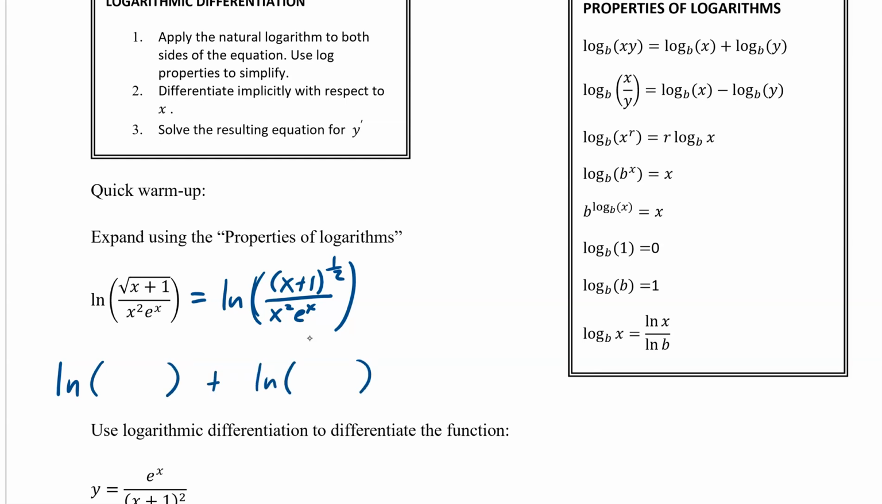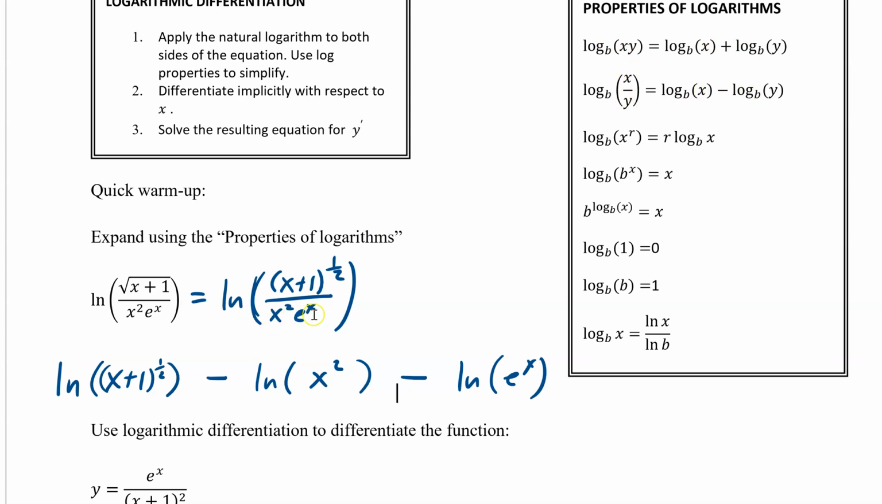For the second one, let's not put the sign in there because we don't know what it is yet. And then the third one. So the first one is x plus 1 to the half. The second one is x squared. And the last one's e to the x. Now remember, if it's on top, it's positive, and if it's on the bottom, it's minus. And that's our first rule. So if it's multiply, it's plus. If it's divide, it's negative.